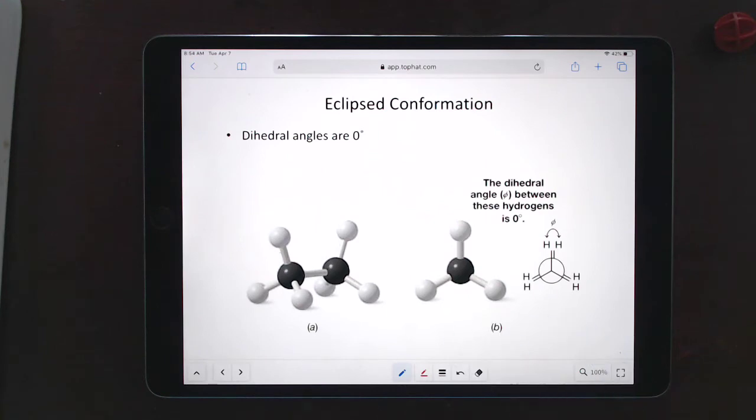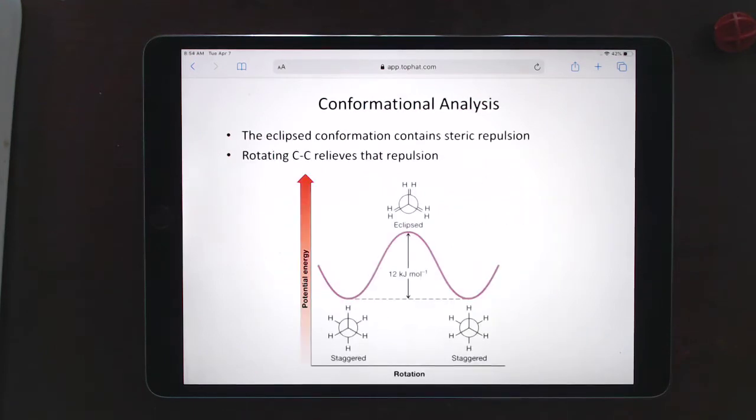Staggered conformation has all the dihedral angles at 60. So if you look at this, with that.